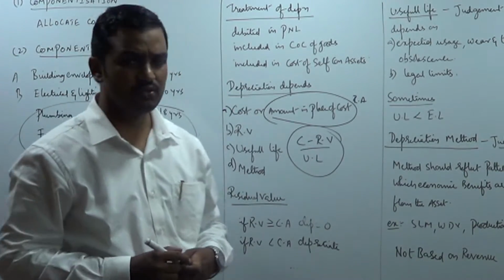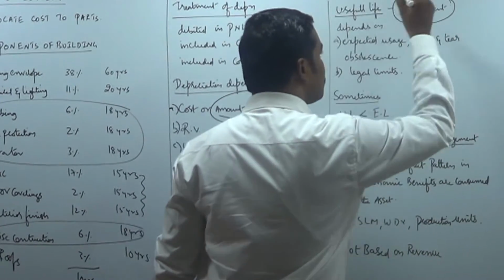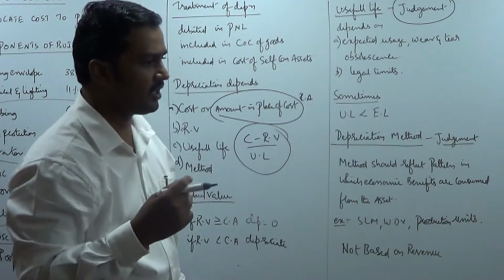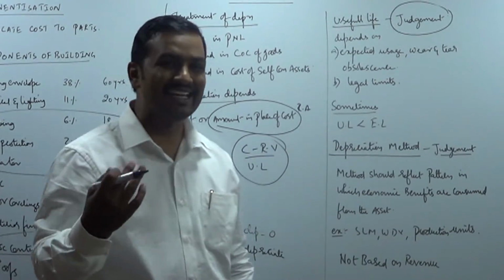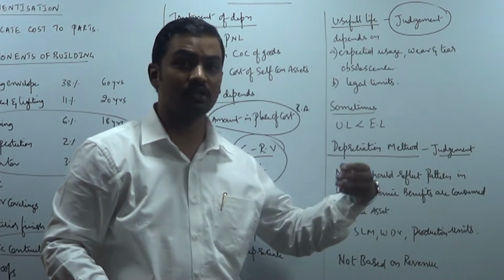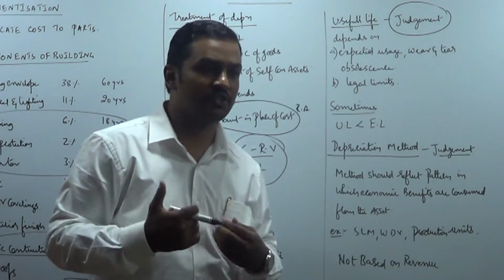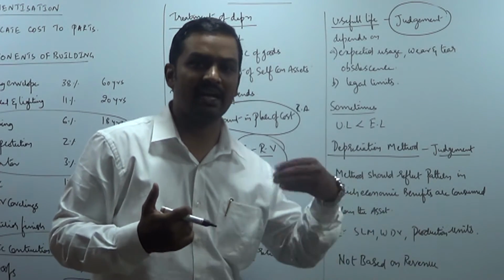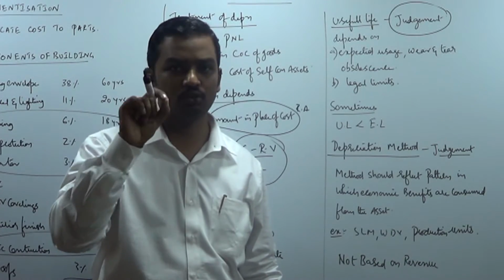Again, what is the useful life of the asset is a matter of judgment. The management has to use its experience and its judgment to estimate what should be the useful life. Indicators are given in Schedule 2. Schedule 2 indicates what may be the useful life of an asset. We can use those indications, or management with the help of technical people can estimate the useful life of the asset. It is something where the management has to use its judgment.